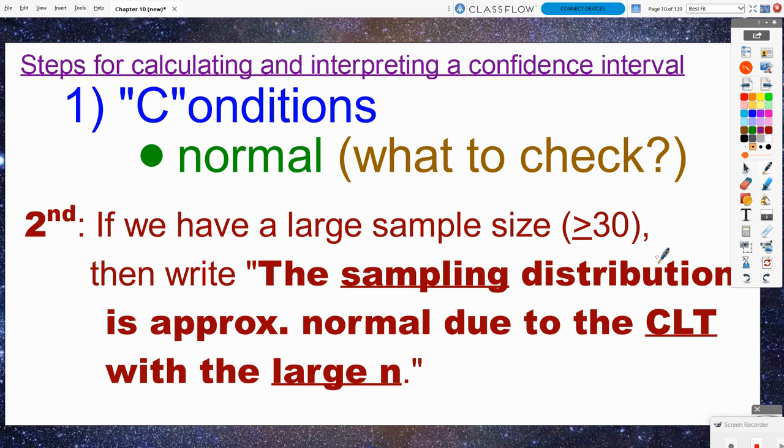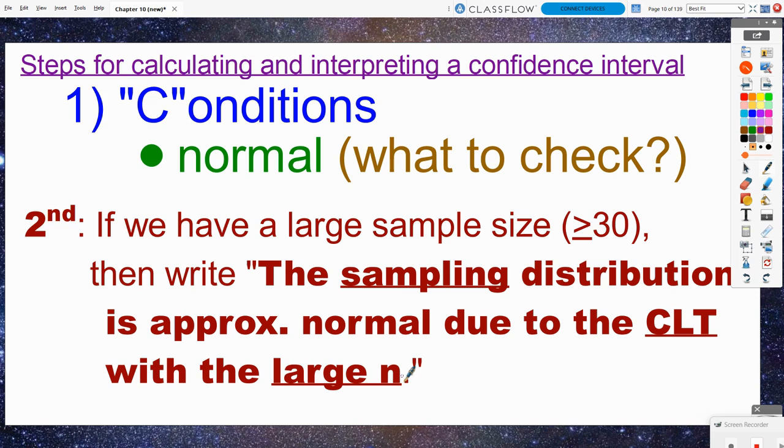So number two, if the population is not known or is not approximately normal, then we check the second one. And if we have a big enough sample size, and that's the only thing we got to look for, then we can write the sampling distribution is approximately normal due to or because of the CLT, or you can write out central limit theorem with the large sample size n.